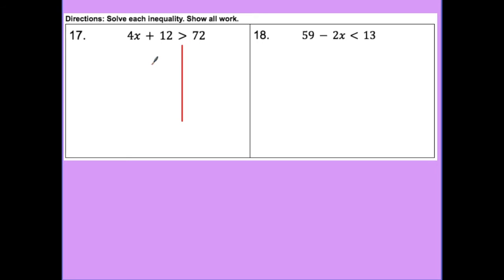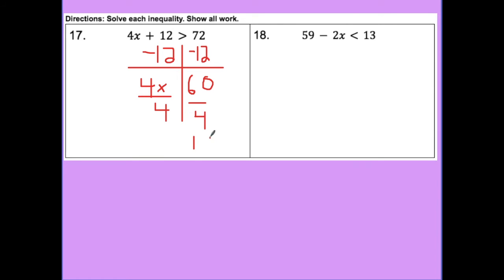Next one, same idea here. Opposite of plus 12 is minus 12. So I get 60. Plus 12 minus 12, so that's 0. I have 4x. Divide by 4 then. And we're going to get 15. Because we divided by a positive, the inequality symbol stays the same, greater than.